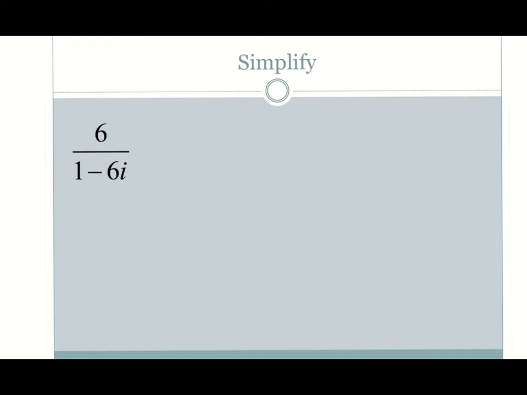So we've got another example of dividing complex numbers. So we have 6 divided by 1 minus 6i. We want to get rid of our imaginary number in our denominator. In order to do that, we're going to multiply by its complex conjugate. Its complex conjugate is going to be 1 plus 6i. And we also have to multiply by 1 plus 6i in the numerator.